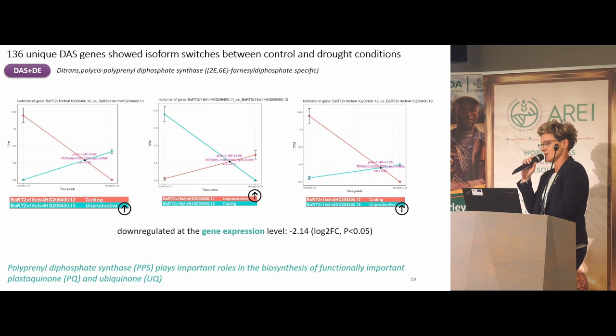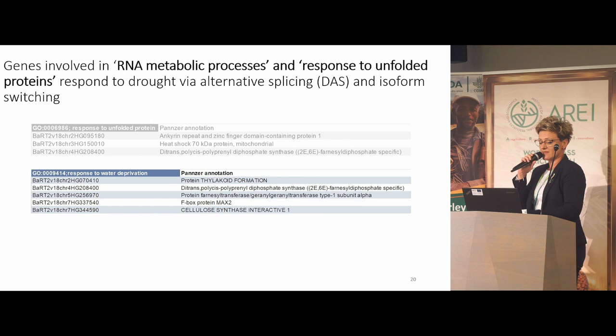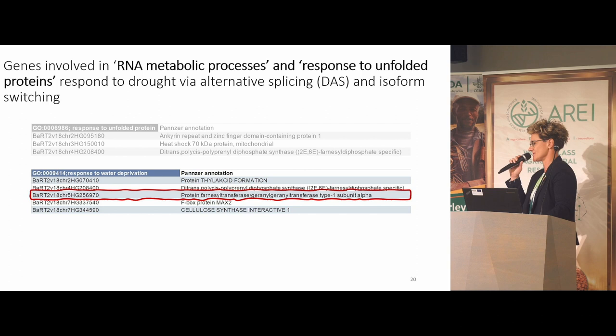So it can be somehow linked to inhibition of photosynthesis indirectly also. Then we looked at genes which were annotated, among other annotations, as response to water deprivation. And here we noticed one which was really, really interesting to us, the protein farnesyl transferase subunit alpha. Why is it so interesting to us?